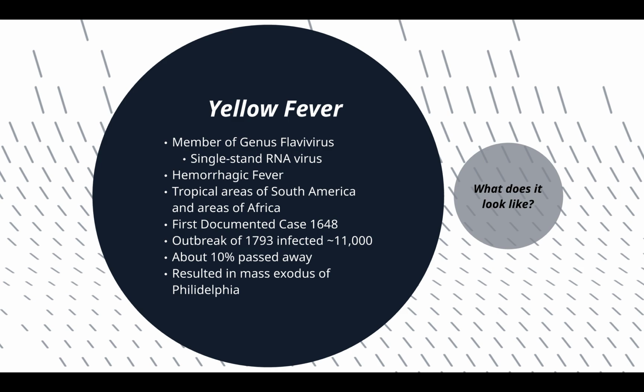And when we stop and think about this, it makes a lot of sense, because today we now know that yellow fever is due to infected mosquitoes, and mosquitoes tend to thrive in these tropical, warm, humid areas.